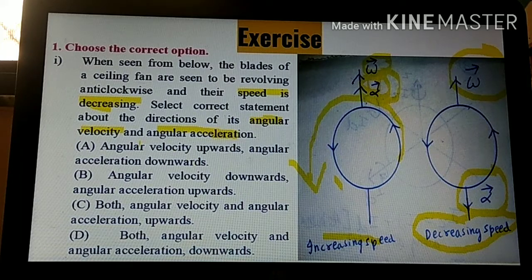Okay. So let us read the options. Angular velocity upwards, angular acceleration downwards. Angular velocity downwards, angular acceleration upwards. Both angular velocity and angular acceleration upwards. Both angular velocity and angular acceleration downwards. So we will find that A option is right. Angular velocity upwards, angular acceleration downwards.